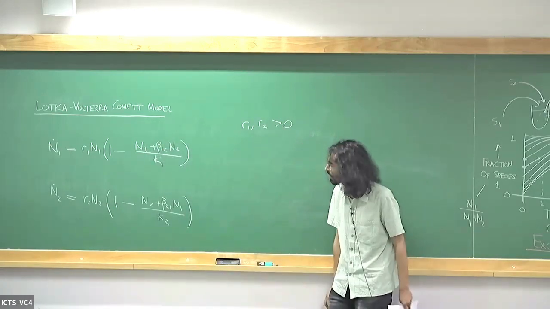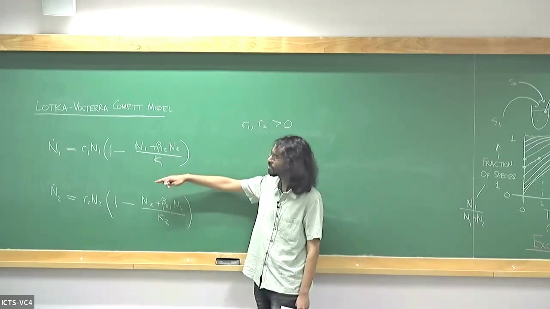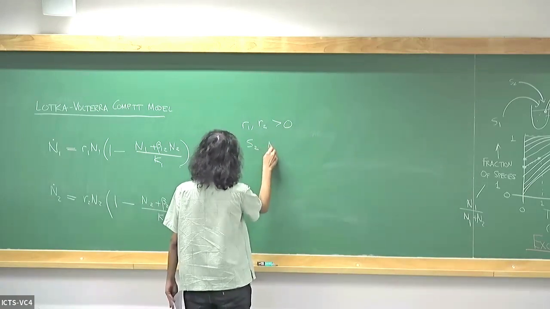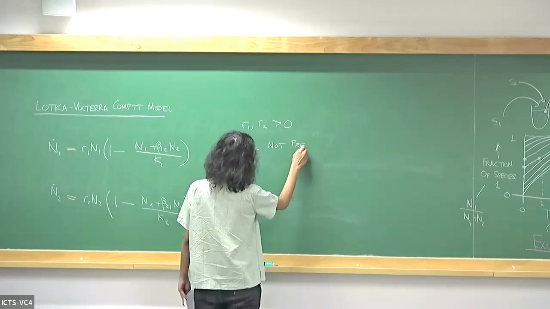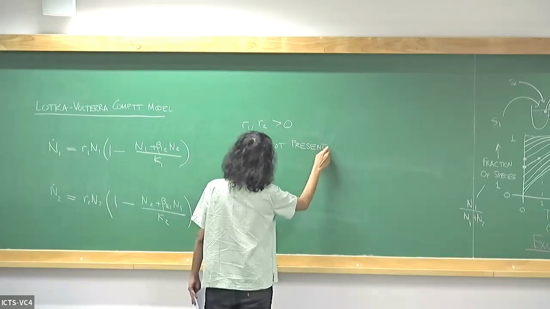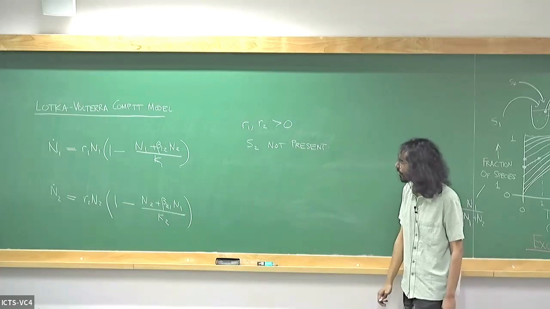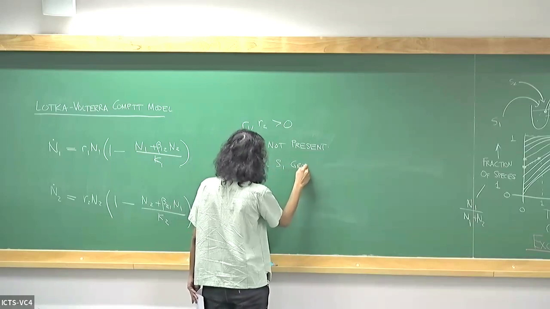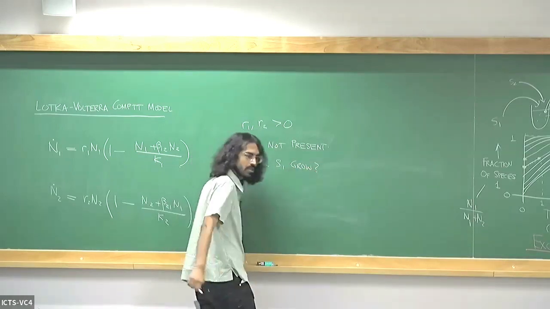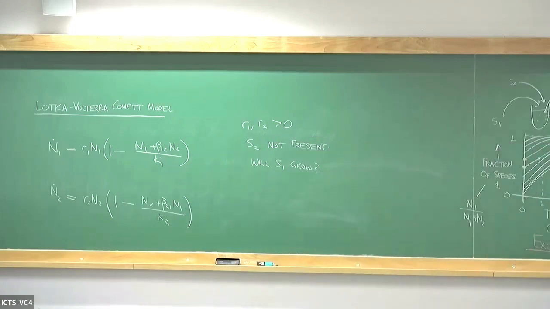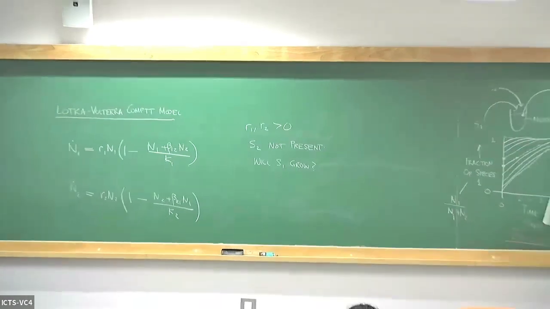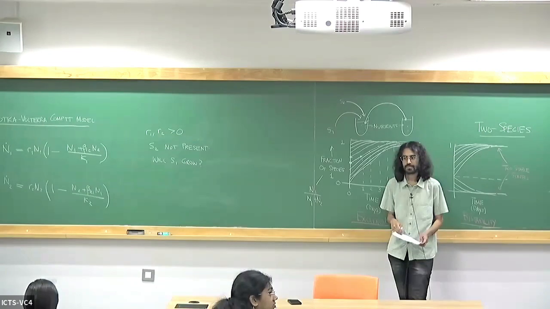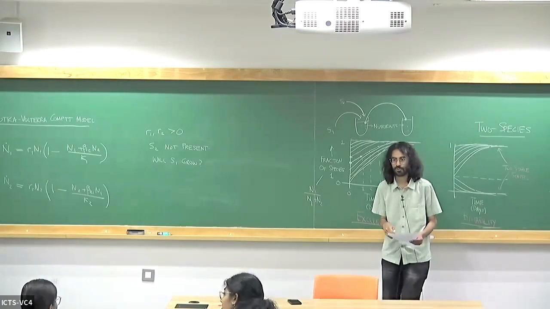Let's say R1 and R2 are both positive. And you have a case where species 2 is not present. The question is, will species 1 grow? Okay, let's take a vote. Ready? 3, 2, 1. It's okay, we'll talk about it. I just want to take a vote first.